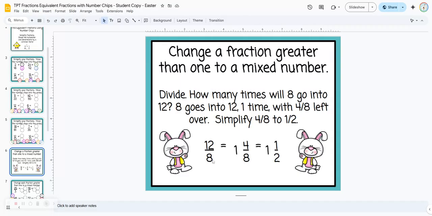So here we're going to divide. 8 goes into 12 one time, so we'll have a whole number of 1. And then there's 4 left over, 4/8 left over. They need to simplify that 4/8, and they get 1/2.